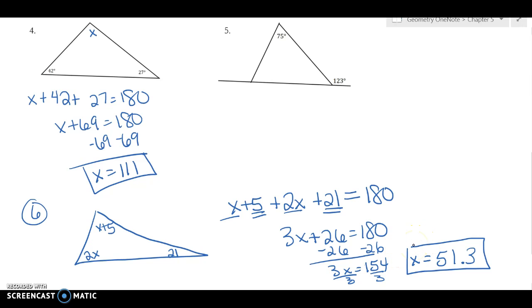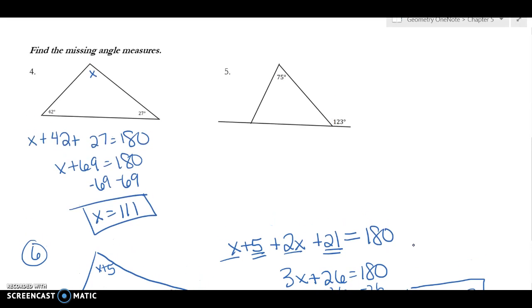All right, let's go back and look at number 5. Number 5 is tricky because it has a couple things. I don't have enough information to find all these blanks. But if you do notice, I have an angle here that makes a line. I have a linear pair. And linear pairs are 180 minus that other number. So this is 57.